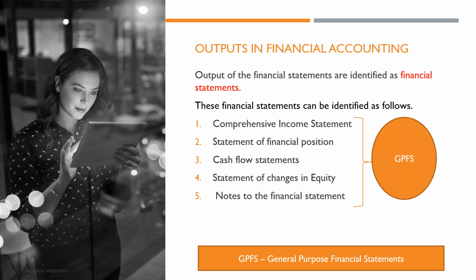All these 5 you call as the GPFS. GPFS stands for general purpose financial statements. Write that there under outputs in financial accounting. Could you write these 5 down? What are the financial statements? Outputs in financial accounting are known as financial statements. It consists of, write them down now, comprehensive income statement, statement of financial position, cash flow statement, changes in equity, and notes to the accounts. Write that down quickly.